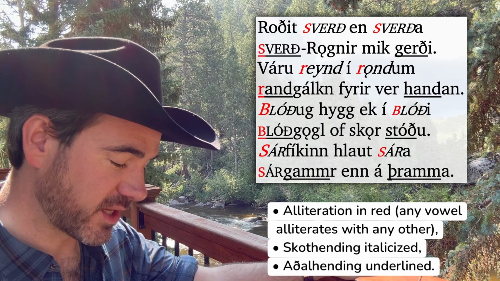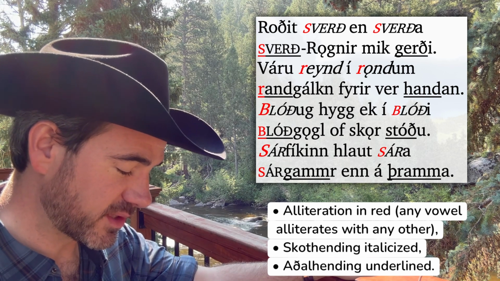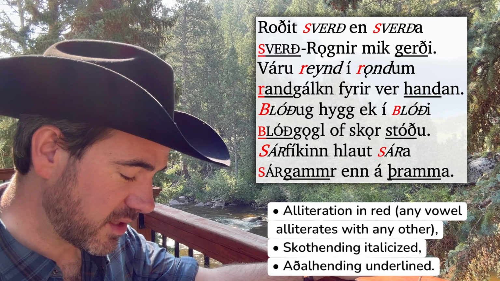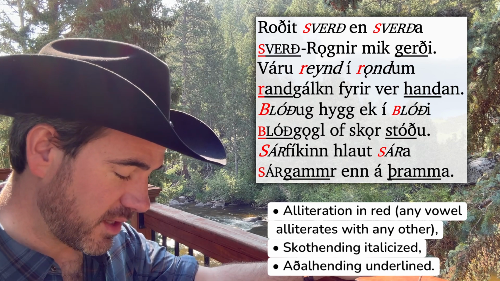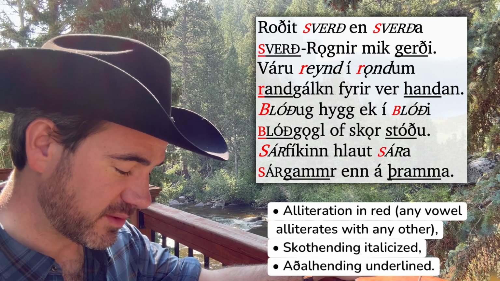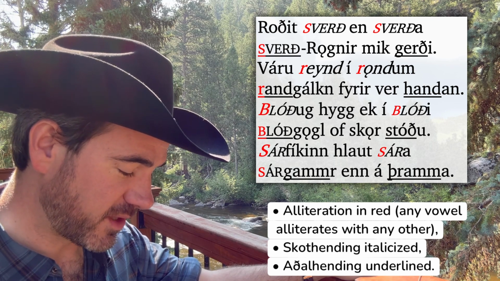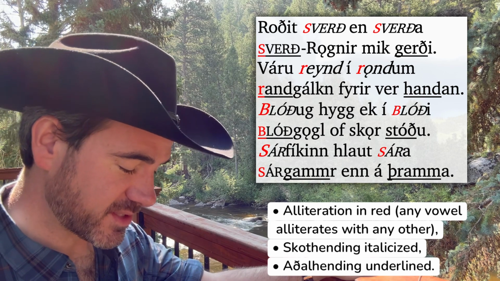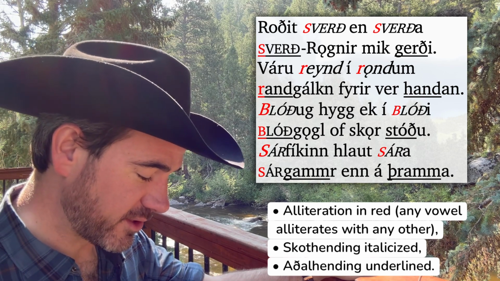All right, syllable check. Rodit sperð en sperða, 6. Sperð róknir gerði, 6. Voru roindi rondum, 6. Ranngokken fyrir ver handan. We can make it 6 if we don't include the "ear", which might be a later insertion on fyrir. Otherwise, "ear" and then "ver" could be the unstressed syllables together, which allows you 7.